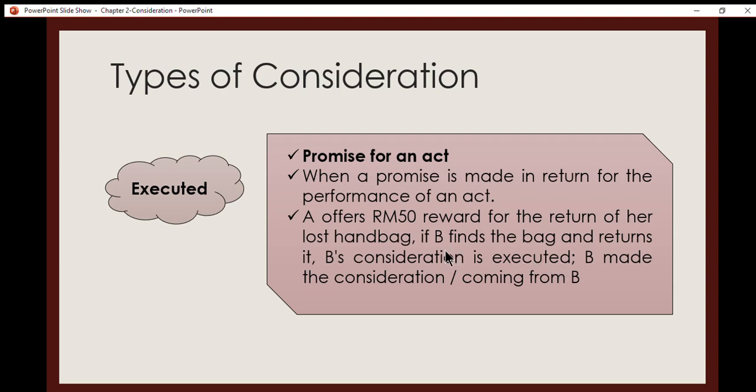Whether B is entitled to claim the 50 ringgit reward from A? Yes. Okay, because B's consideration is executed. In other words, he already provided consideration in the form of an act. And A is liable to pay the 50 ringgit reward to B.